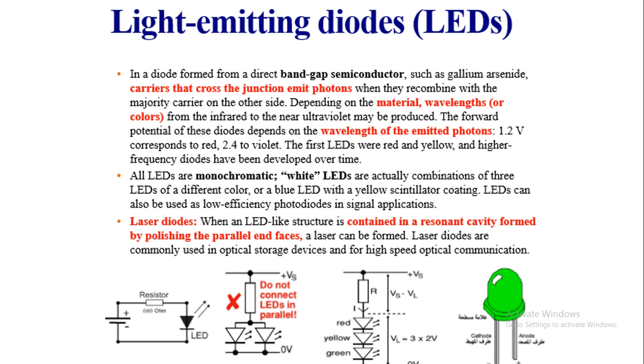When an LED-like structure is contained in a resonant cavity, a resonance circuit formed by polishing the parallel end faces, a laser can be formed. Laser diodes are commonly used in optical storage devices and for high speed optical communication. We have seen them in shows, laser devices, and laser lighting; all of those are laser diodes.